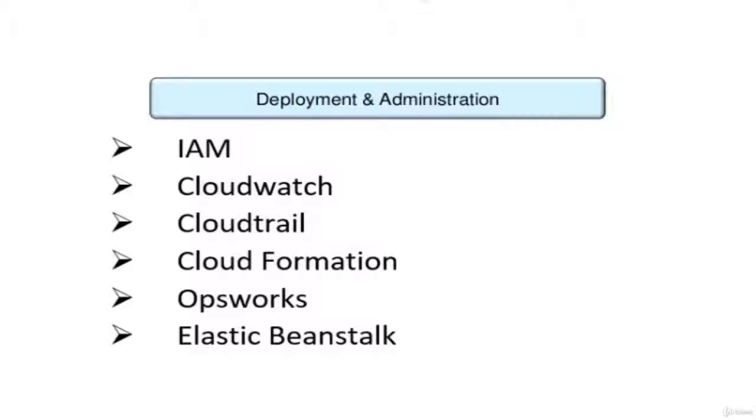Now the next component is Elastic Beanstalk. AWS Elastic Beanstalk is an easy to use service for deploying and scaling web applications and services developed with Java, .NET, PHP, Node.js, Python, Ruby, Go, and Docker on familiar servers such as Apache, Passenger, and IIS. You can simply upload your code and Elastic Beanstalk automatically handles the deployment, from capacity provisioning, load balancing, and auto-scaling to application health monitoring. At the same time, you retain full control over the AWS resources powering your applications and can access the underlying resources at any time.